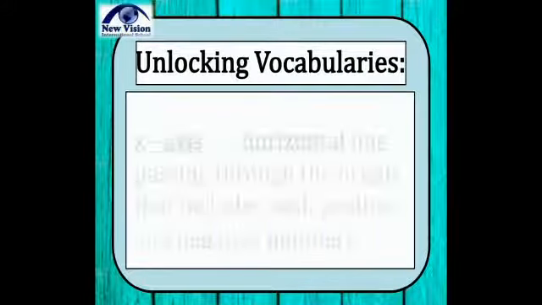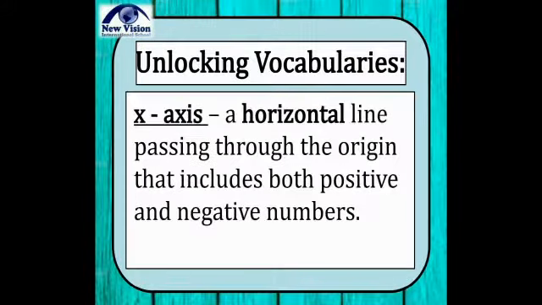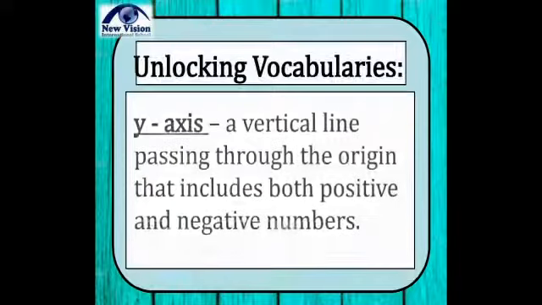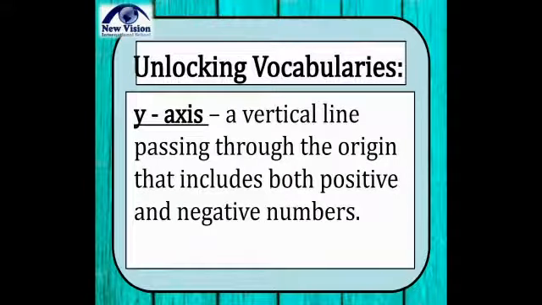Next, x-axis, a horizontal line passing through the origin that includes both positive and negative numbers. Again, remember, when it's x-axis, it's always horizontal. Next, we have the y-axis, a vertical line passing through the origin that includes both positive and negative numbers. Again, when we say y-axis, it's a vertical line.